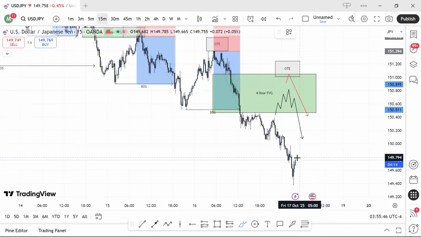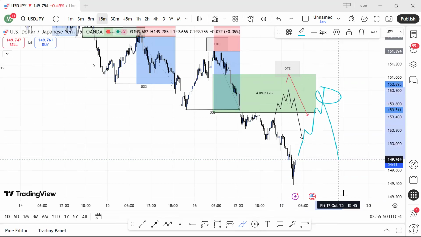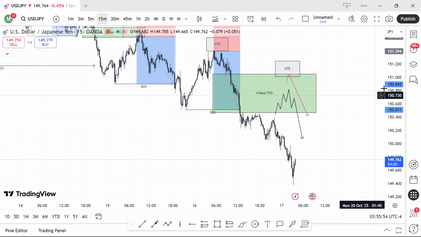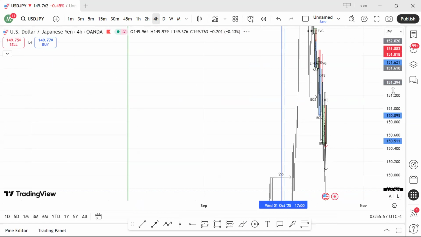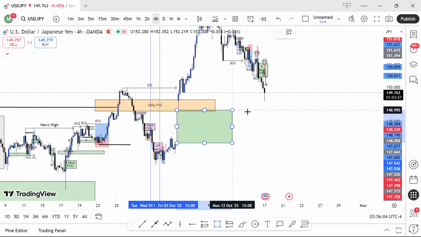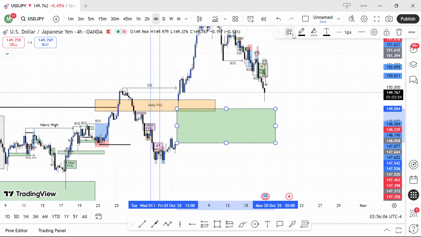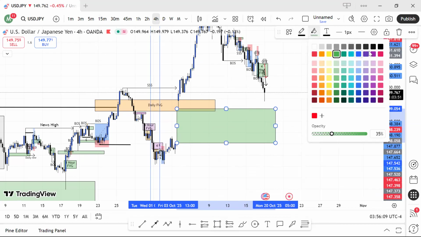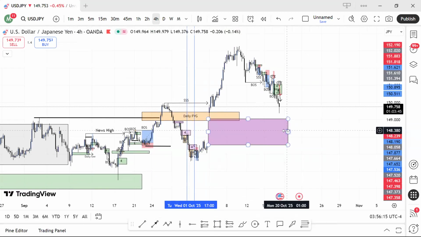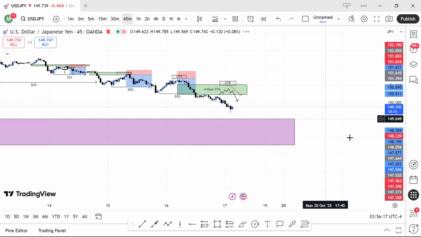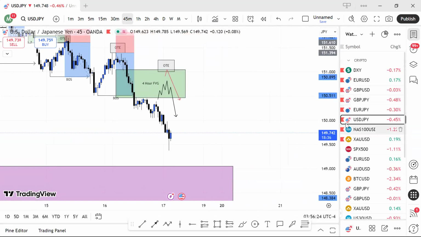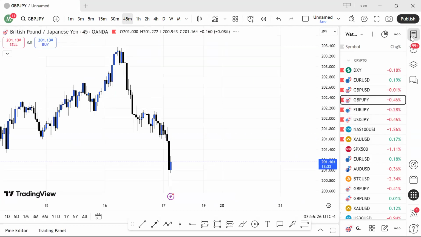But I'm expecting to see price come back within the zone, then continue down. As we're having this weekend gap that is resting here in the market, I'm expecting to see price action take out this weekend gap. So that's why I'm still expecting some pullback, bearish trend on JPY pairs.